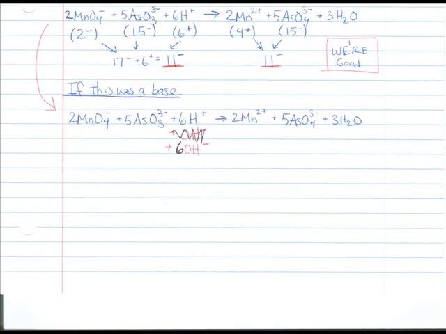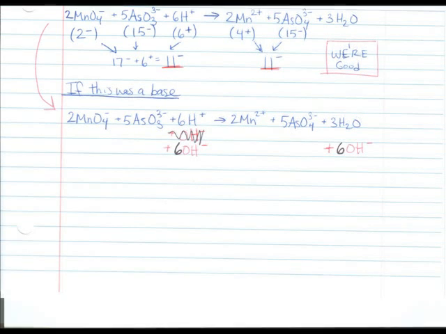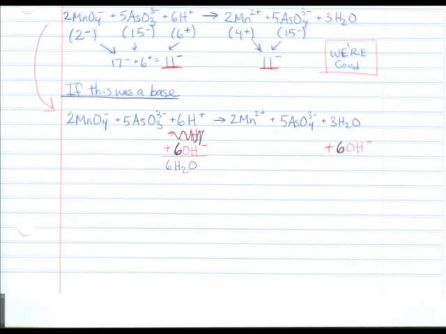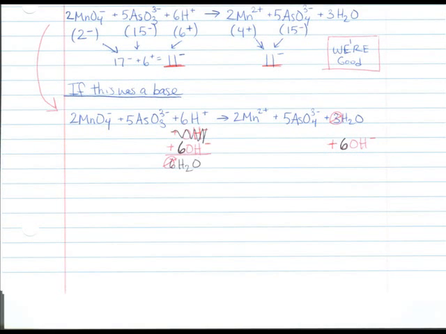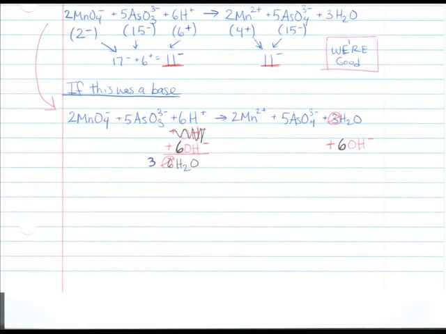And like algebra, when you add 6 OH minuses to one side, you do the same thing with the other side. Now 6 H plus and 6 OH minuses turns into 6 H2Os. And now we eliminate again. You have 3 H2Os on the reactant side, and you have 6 OH minuses on the product side.